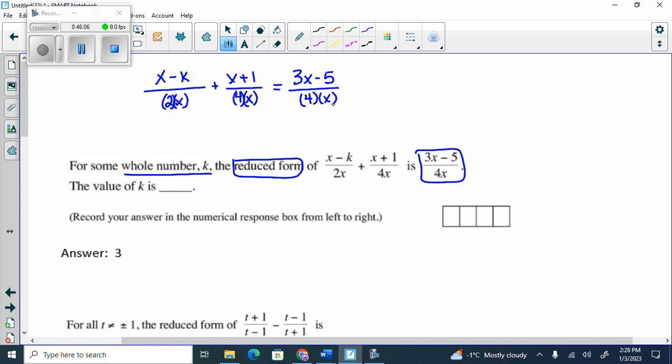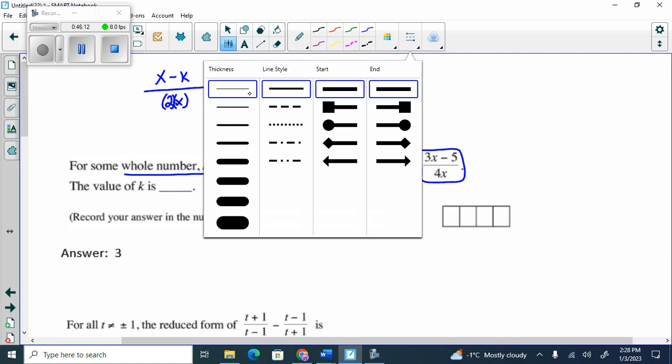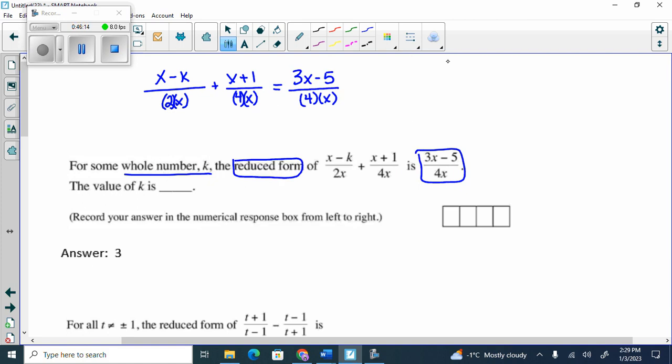So I know in order to put them together I need a common denominator. The left-hand side I need to multiply by 2. Remember, monomial denominators can be made the same, but binomial and monomial you can never. You have to multiply them by each other. So we're going to multiply this one by 2, and we're going to multiply this one by 2. So we get 2x minus 2k plus x plus 1 all over 4x.